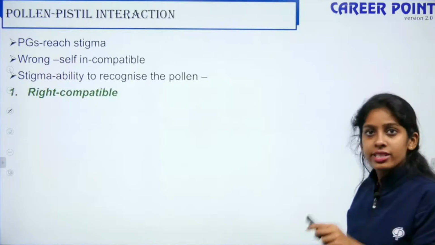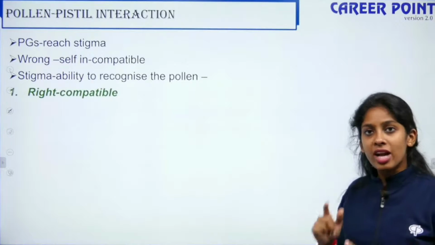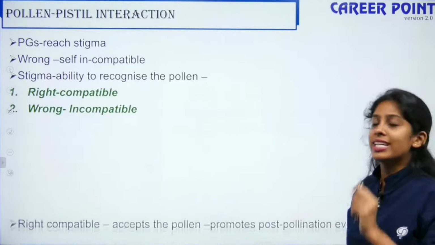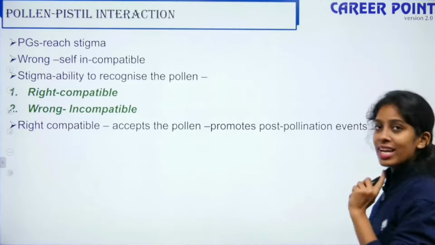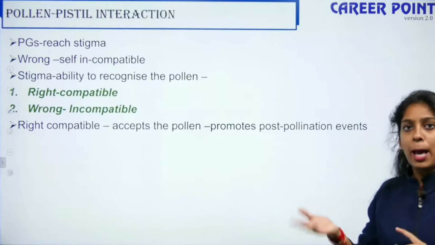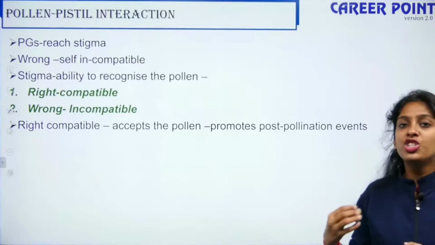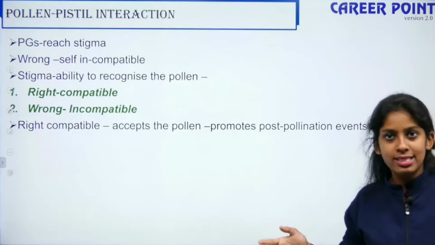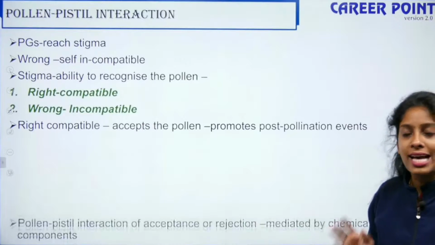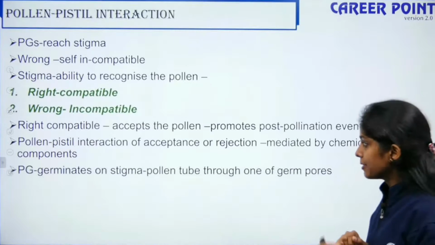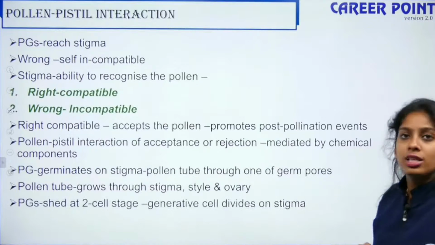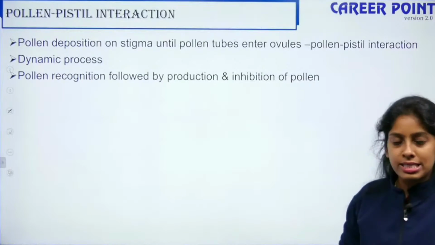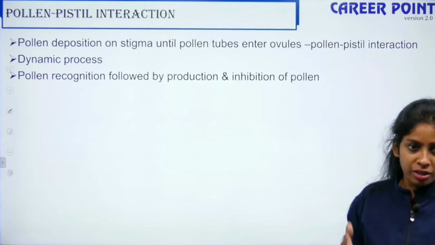If it's the right pollen, it is compatible for fertilization. If it's a wrong pollen, it is incompatible. So when it's right and compatible, it accepts the pollen. The pollen germinates. If it is a 2-celled stage pollen, it goes to form the 3-celled stage and then it goes and fertilizes the female gamete, right? But if it's wrong, the pollen grain will be rejected. The stigma will not agree with the pollen grain.